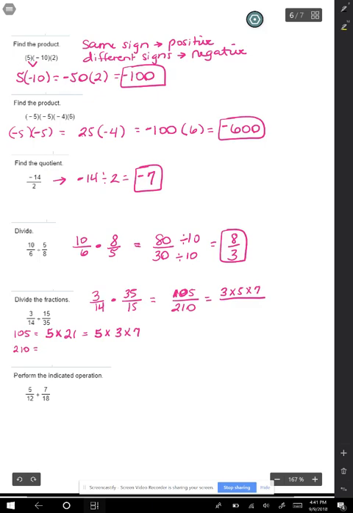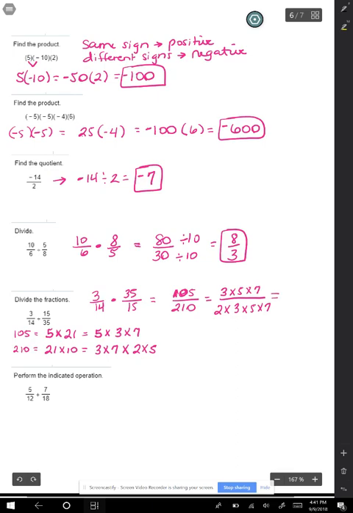Okay, I'm going to do the same thing with 210. So just think of anything that will multiply and give you 210. The easy one is 21 times 10. 21 can be rewritten as 3 times 7. And 10 can be rewritten as 2 times 5. And then none of these can be broken down any further. So I have 2 times 3 times 5 times 7.